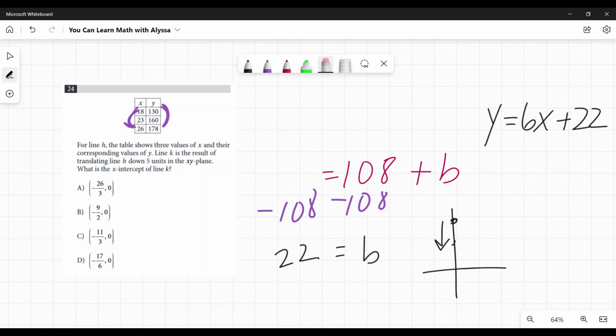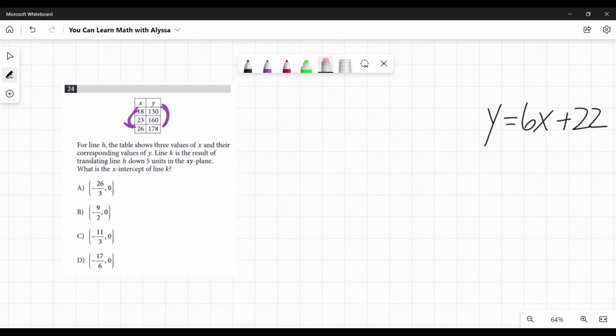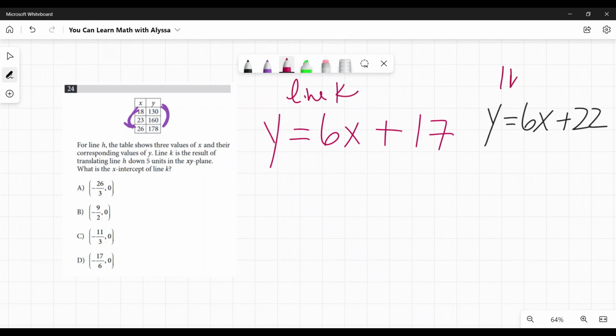So the slope of line K is still the same, and the y-intercept is going to be 17. So the equation of that line is going to be y equals 6x plus 17. Again, this is line K. This over here is line H. Okay, so 6x plus 17.